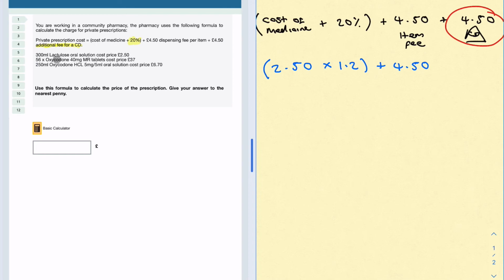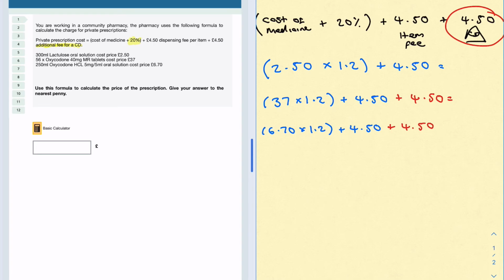So let's carry on. Oxycodone 40mg MR is £37, so £37 times 1.2, which is my 20%, plus my £4.50 item fee. And in this scenario, I'm going to add £4.50 for my CD fee. Now taking a look at oxycodone liquid 250ml, it said it cost £6.70. So £6.70 times my 1.2 for my 20% plus my £4.50 for the item fee, and I'm going to add a £4.50 here for the CD fee.